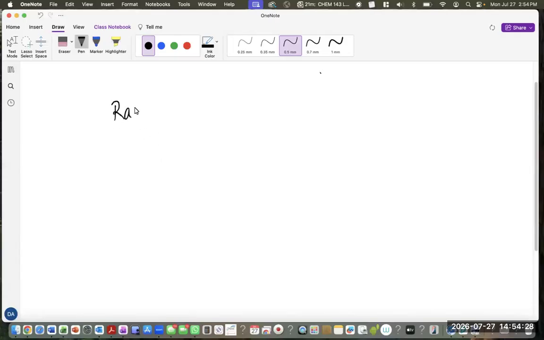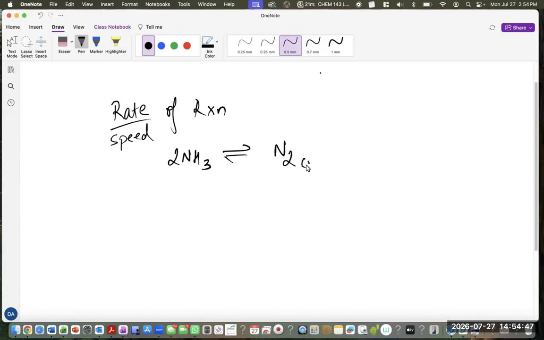Okay, everyone. So in this video, we will be talking about rate of reaction. And think of rate as the speed of reaction, or how fast or slowly the reaction is happening. So if we were to take an example of a reaction we have seen before, and this is a reversible reaction, ammonia breaking down into nitrogen and hydrogen gas.